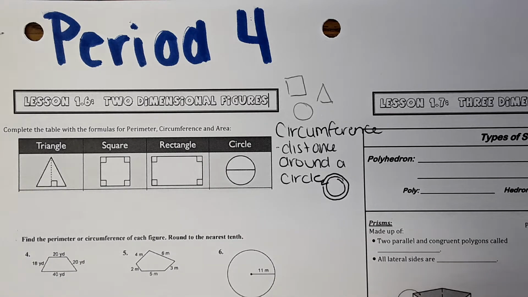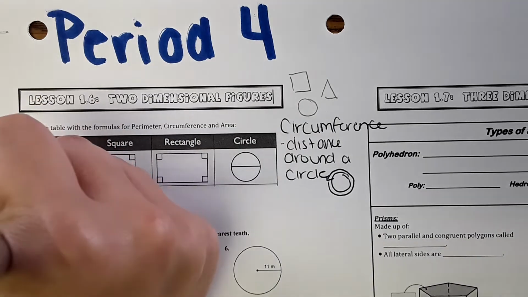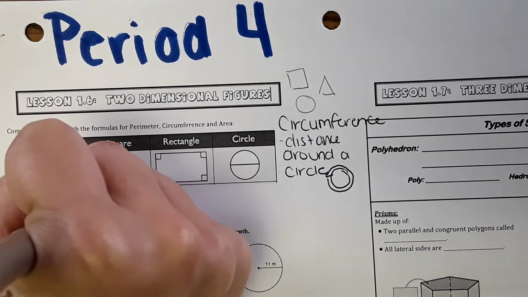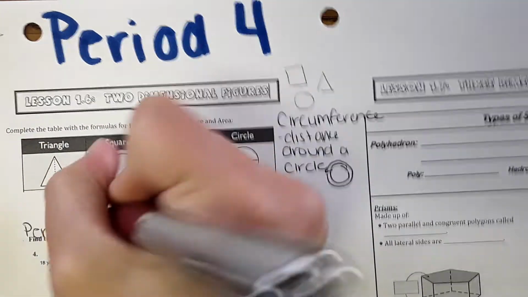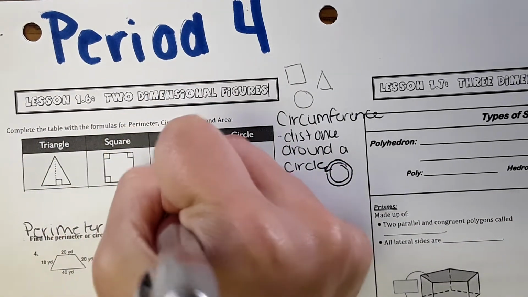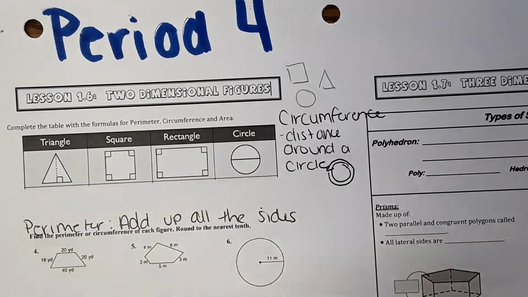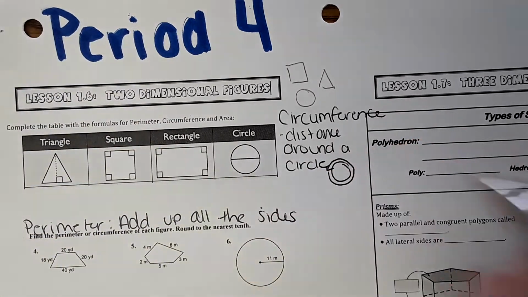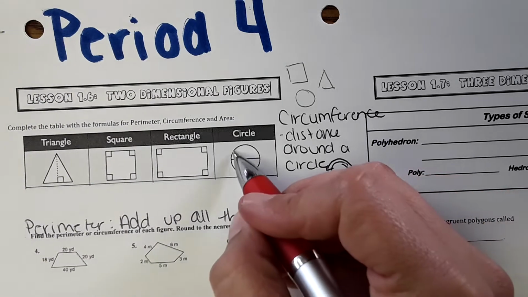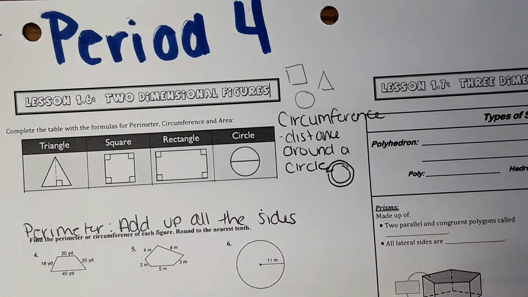Now perimeter, there are equations for perimeter, but the best way to remember perimeter is just add up all the sides. So perimeter is when you add up all the sides. When we talk about the perimeter of a circle, we don't say perimeter of a circle, we actually say circumference. That's the actual word for the distance around a circle.